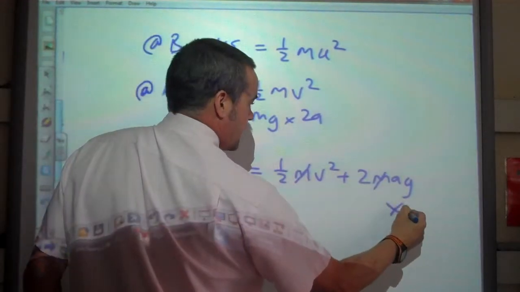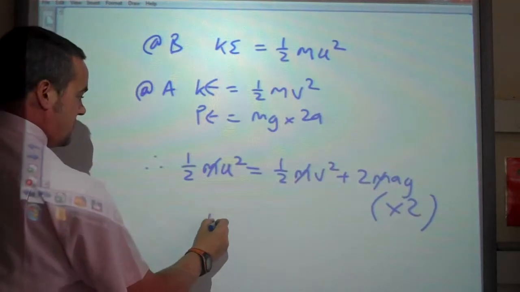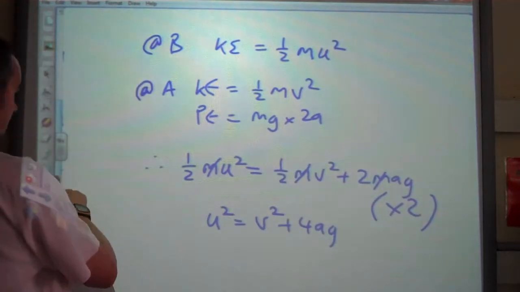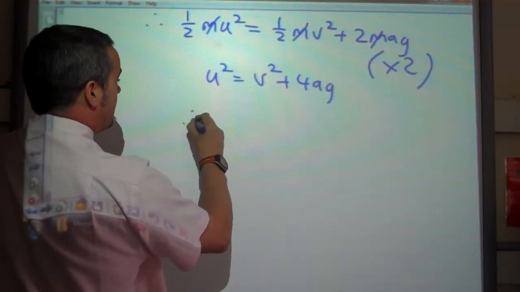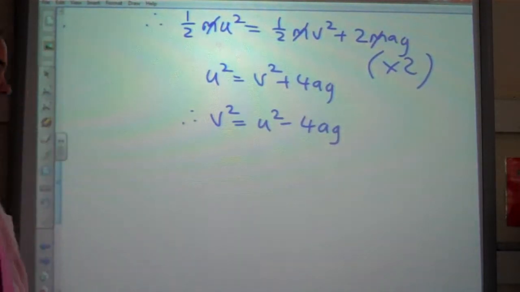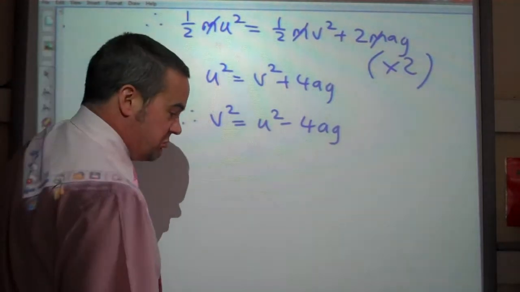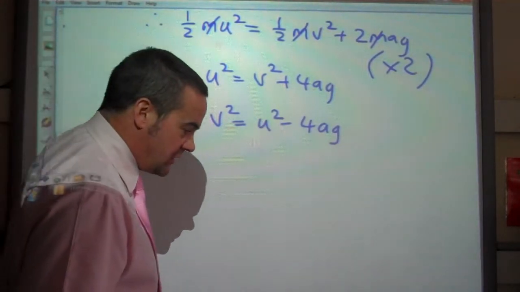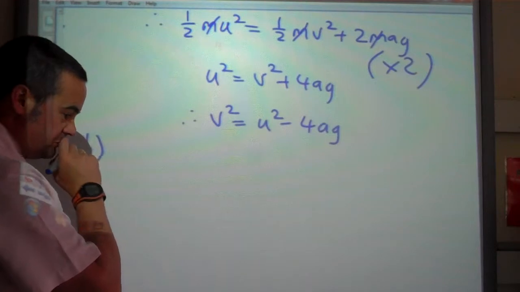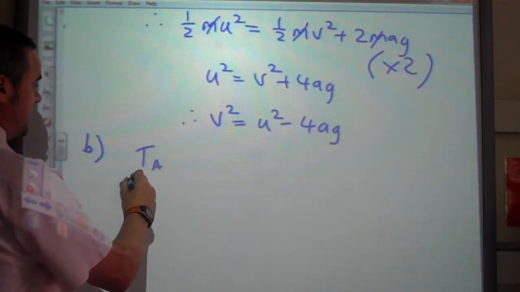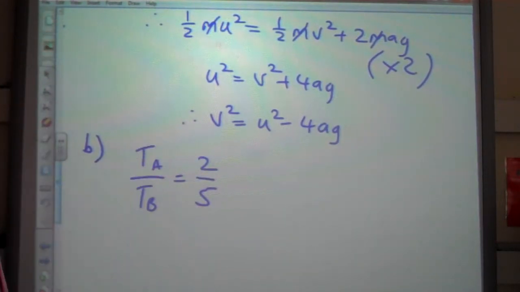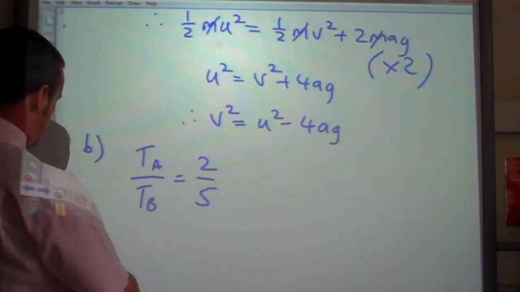M's cancel, I'm going to times through by 2, and that gives me u squared equals v squared plus 4ag. And so therefore v squared equals u squared minus 4ag, which is what they've asked you. Now for part B, you're supposed to find u in terms of g and a, and it gives you the tensions. It says that the tension at A over the tension at B is in the ratio of 2 to 5.